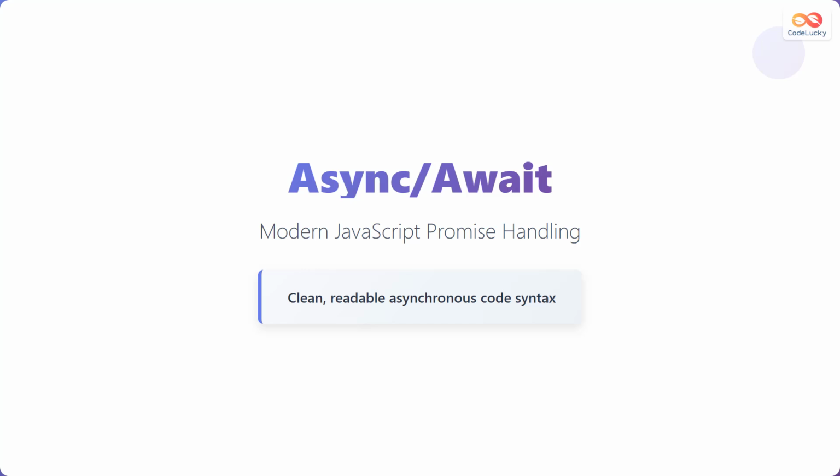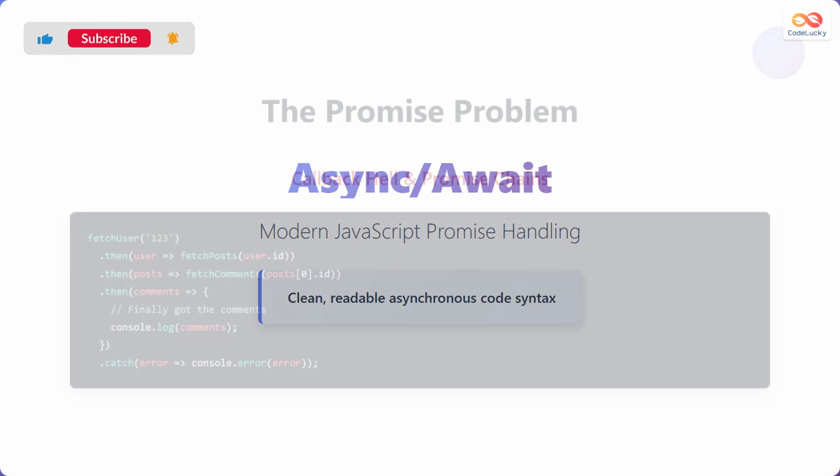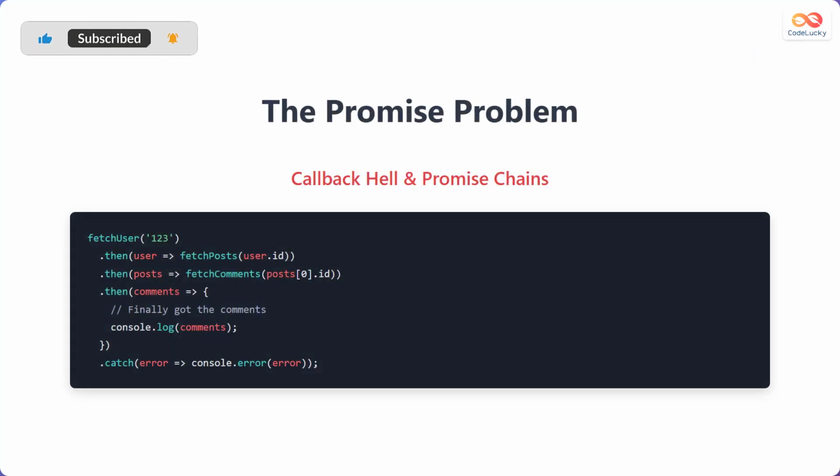Let's explore async/await, a modern way to handle promises in JavaScript. Async/await provides a clean and readable syntax for writing asynchronous code. One major problem that async/await solves is callback hell and complex promise chains.